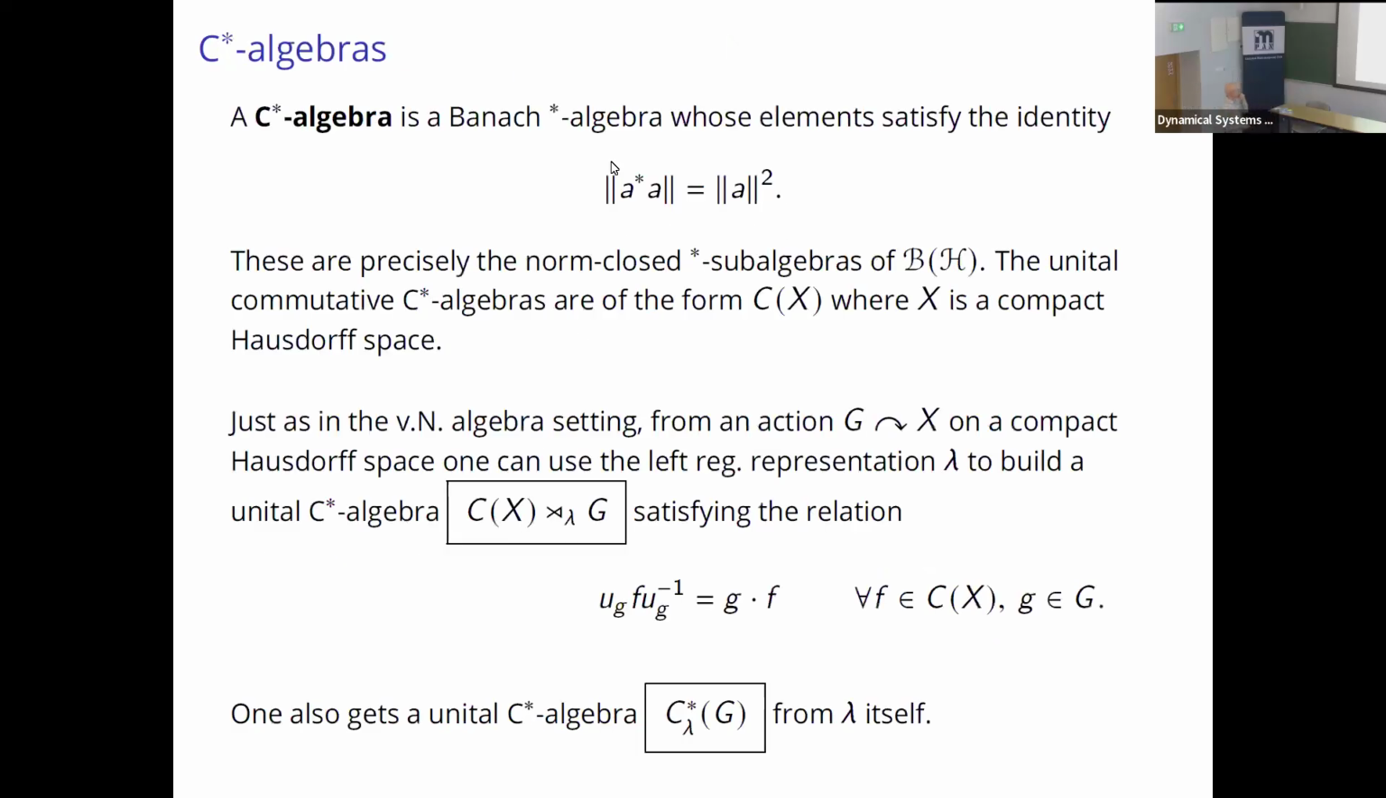C-star algebras. It's a similar story here. C-star algebras are the topological analogs of von Neumann algebras. If you have an action on a compact space, you can form a cross product similarly from the left regular representation, satisfying the same kind of formalism, the same formula. You turn the action into a set of inner automorphisms. One can also do this for the group itself. One gets the unital C-star algebra, the reduced group C-star algebra.